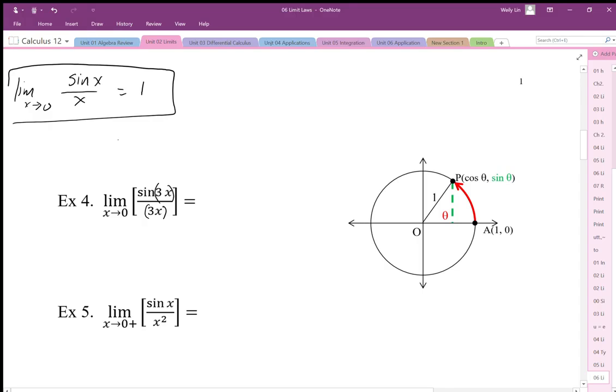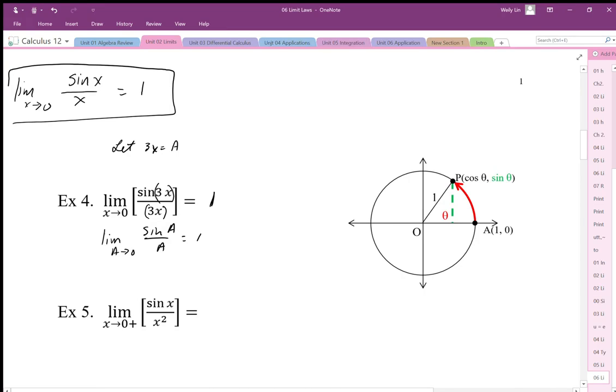We can do a let statement: let 3x equal a. So in the end, I can change this, and as 3x goes to 0, a is going to go to 0. So I can just say the limit as a goes to 0 of sine a over a, well, that's equal to 1. So this must also be equal to 1.